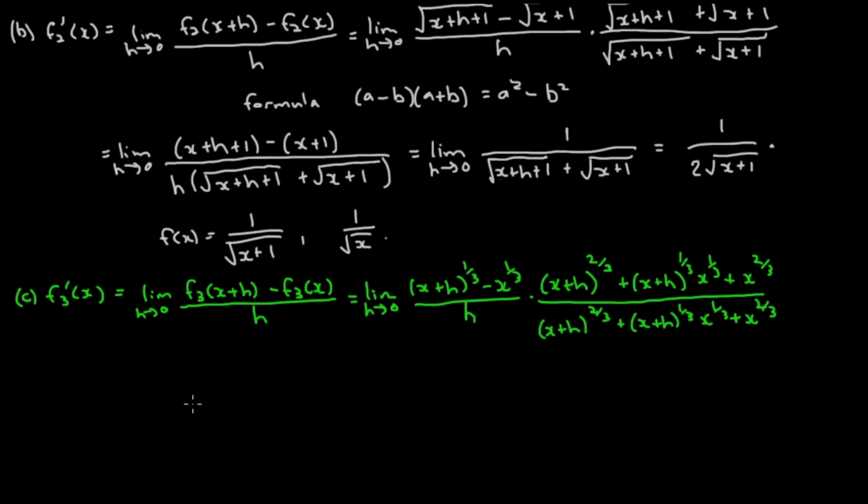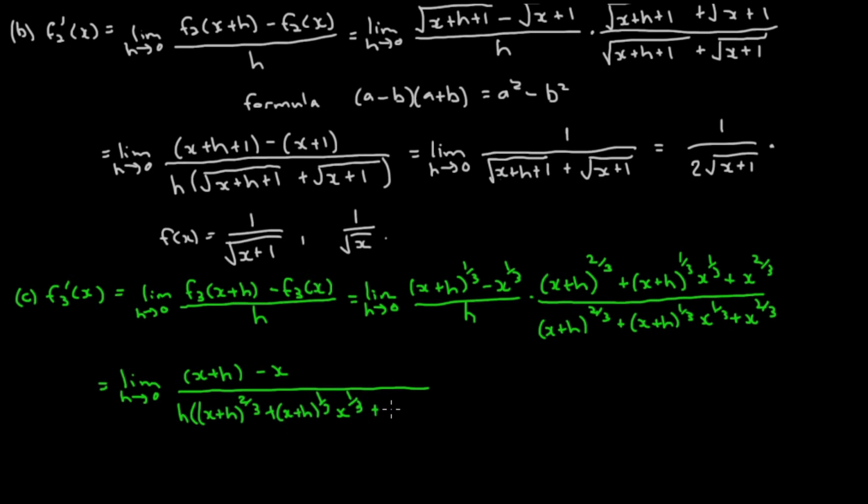Now we perform the multiplication here. We get the limit as h approaches 0 of x plus h minus x all over h times x plus h to the 2/3 plus x plus h to the 1/3 times x to the 1/3 plus x to the 2/3. And we simplify the numerator here. The x's cancel, leaving an h, which we cancel with the h in the denominator.